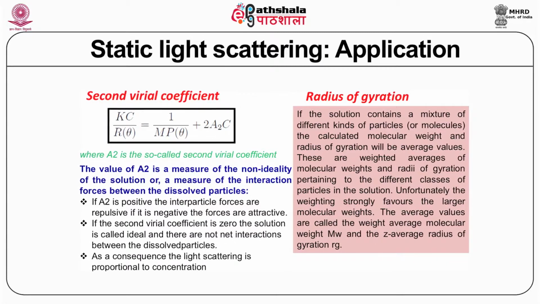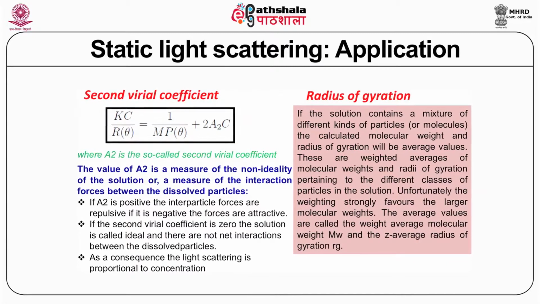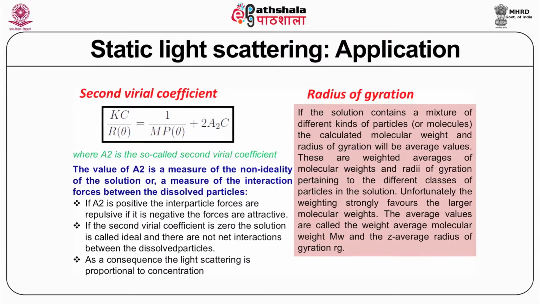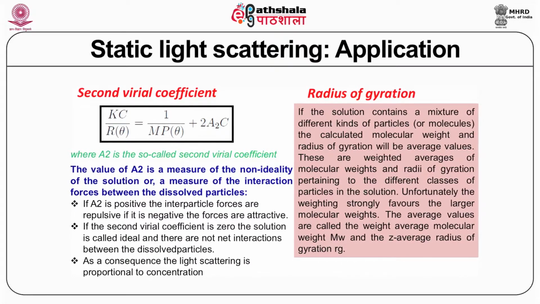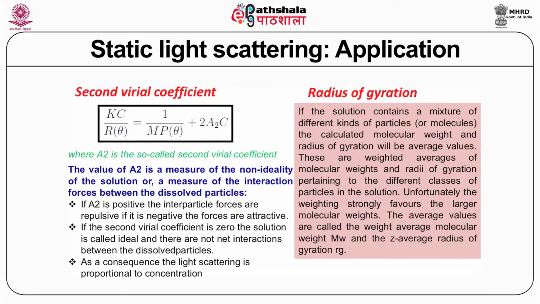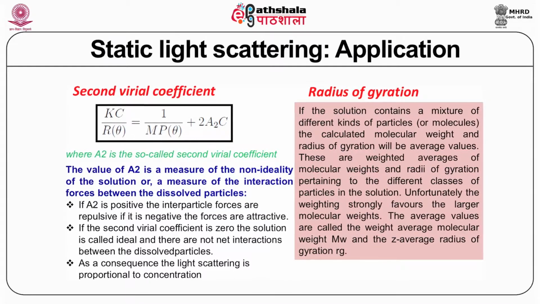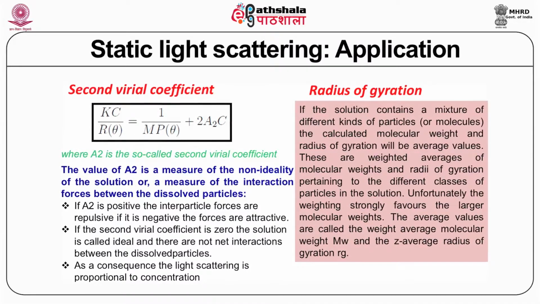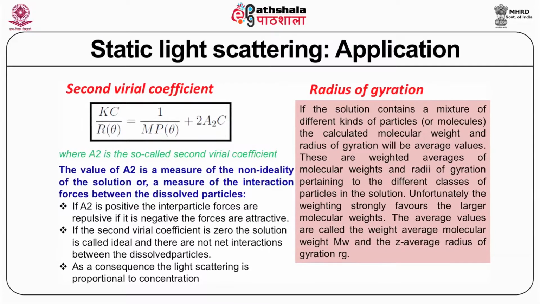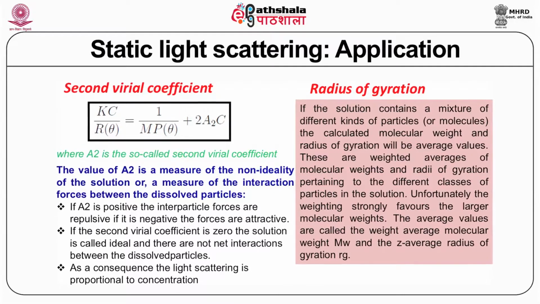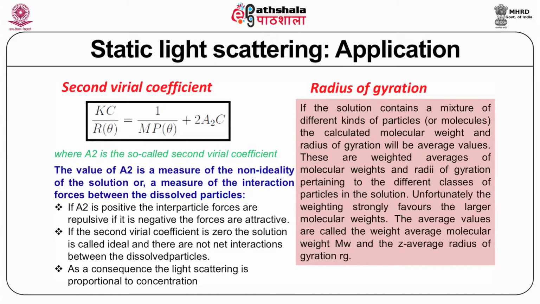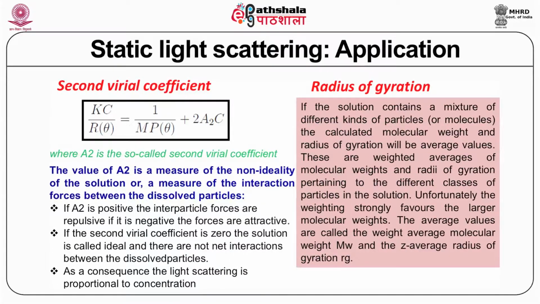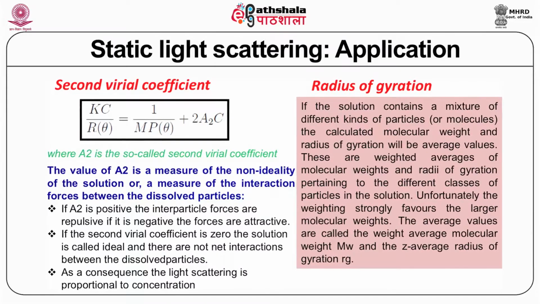If the solution contains a mixture of different kinds of particles or molecules, the calculated molecular weight and radius of gyration will be averaged values. These are the weighted averages for the molecular weight and the radius of gyration pertaining to the different classes of particles in the solution. Unfortunately, the weighting strongly favors the larger molecular weight. The average values are called the weight average molecular weight Mw, and the Z average radius of gyration, that is the Rg value.